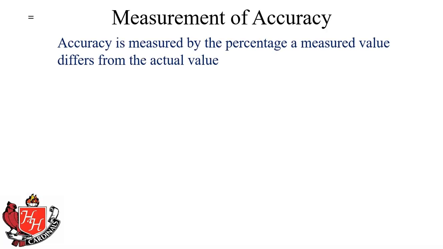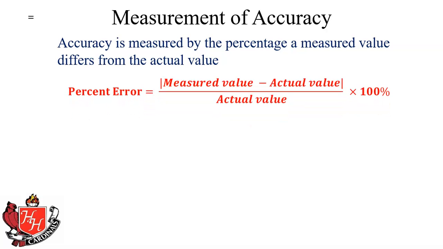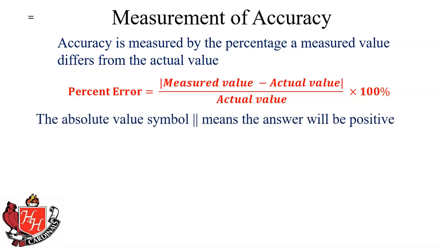So accuracy is measured by the percentage a measured value differs from the actual value. Percent error is the absolute value of the measured value minus the actual value, over the actual value, times 100%. Some people might write actual minus measured. It doesn't matter, because you see that there are absolute value signs there. The absolute value symbol means that the answer will always be positive, whichever way you do the subtraction. So that doesn't really matter.